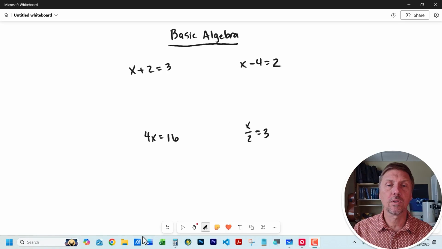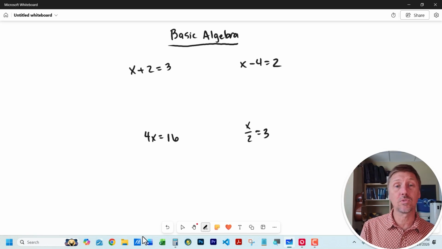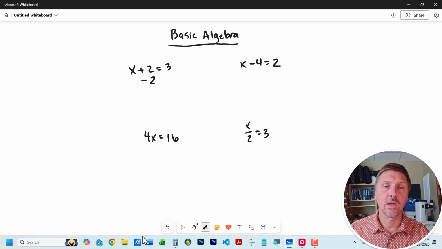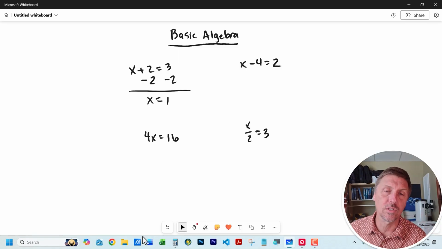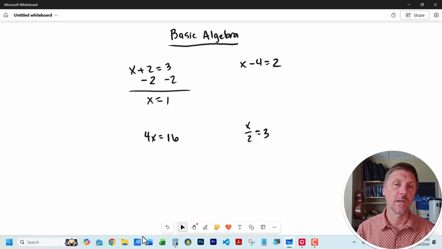So x plus 2 equals 3. If I want to work with this algebraic equation here, I need to get rid of this plus 2 that's connected with the x, which means I need to subtract it out. So I need to subtract the 2 from both sides, right? If I subtract it from one side, I have to subtract it from the other. So x plus 2 minus 2 just becomes x on the left side, and 3 minus 2 becomes 1. So that is the solution for that equation if we're solving for x, right?